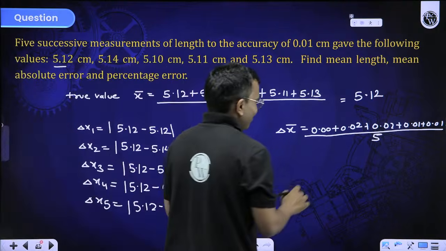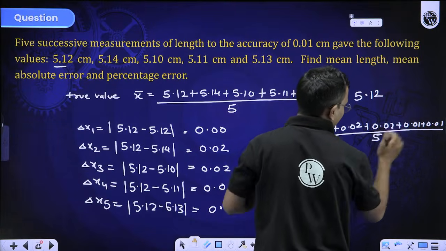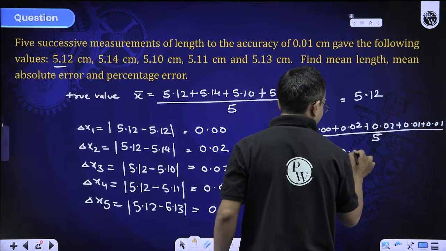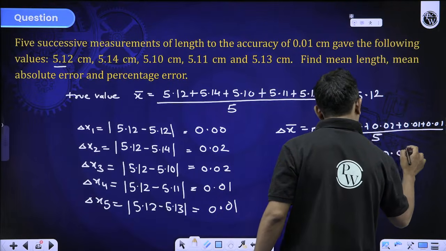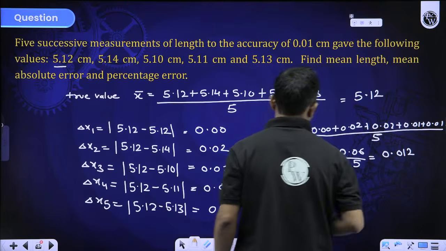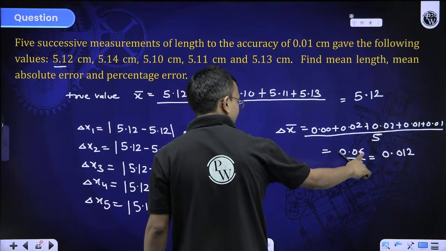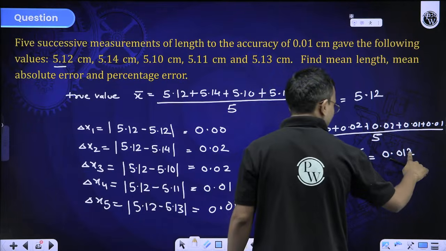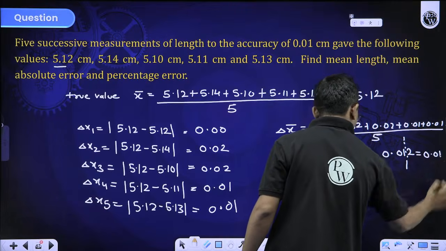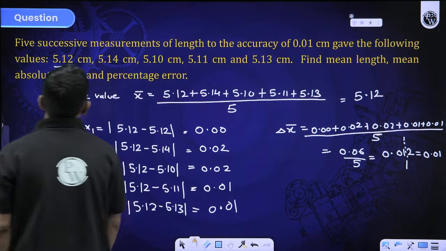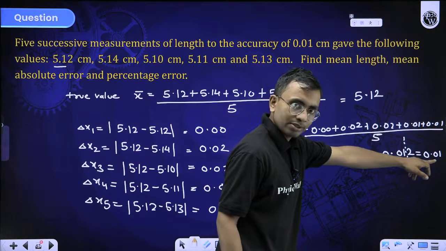Now, 2 plus 2 is 4, plus 2 is 6, so 0.06 divided by 5 comes out to be 0.012. But the rule says it should have two decimal places, so 0.01. So I got the absolute error. The mean absolute error is 0.01.